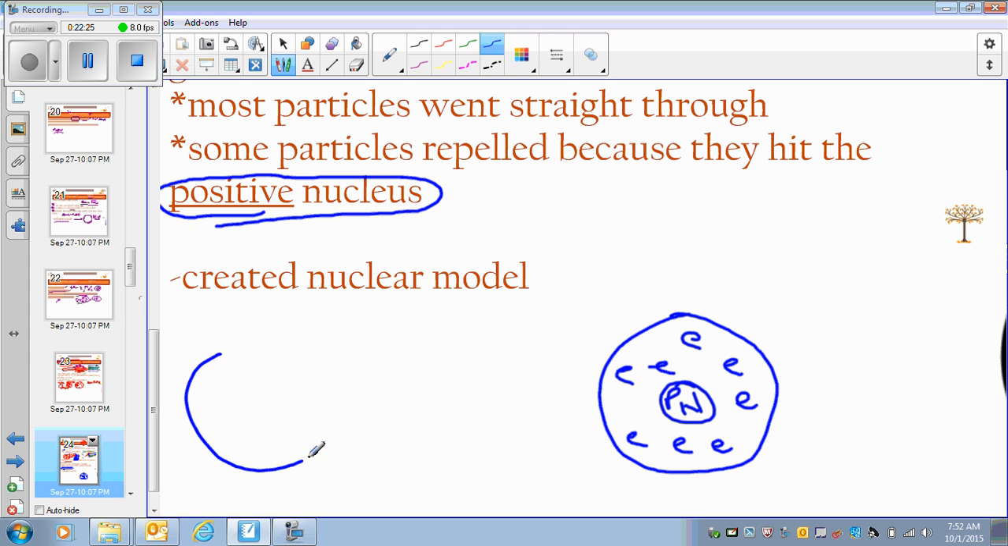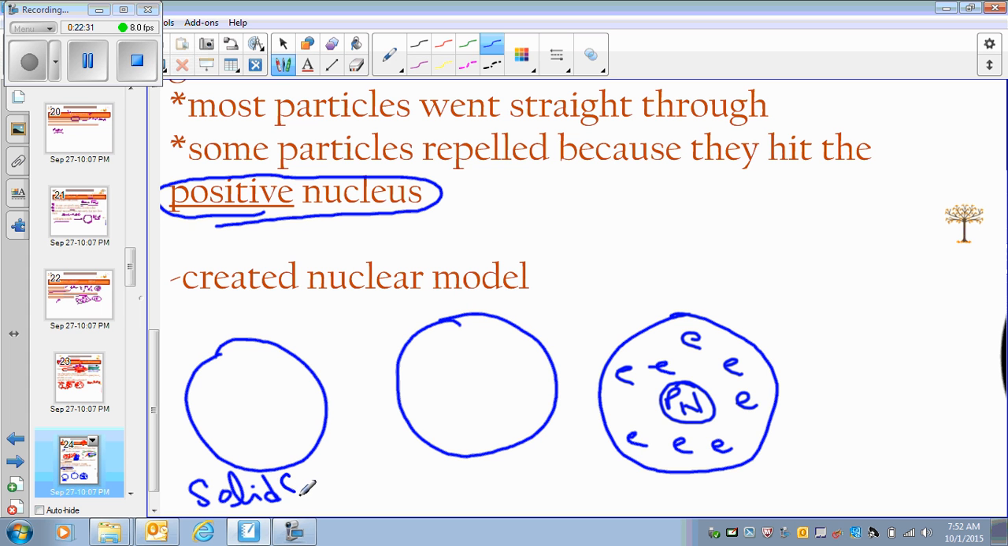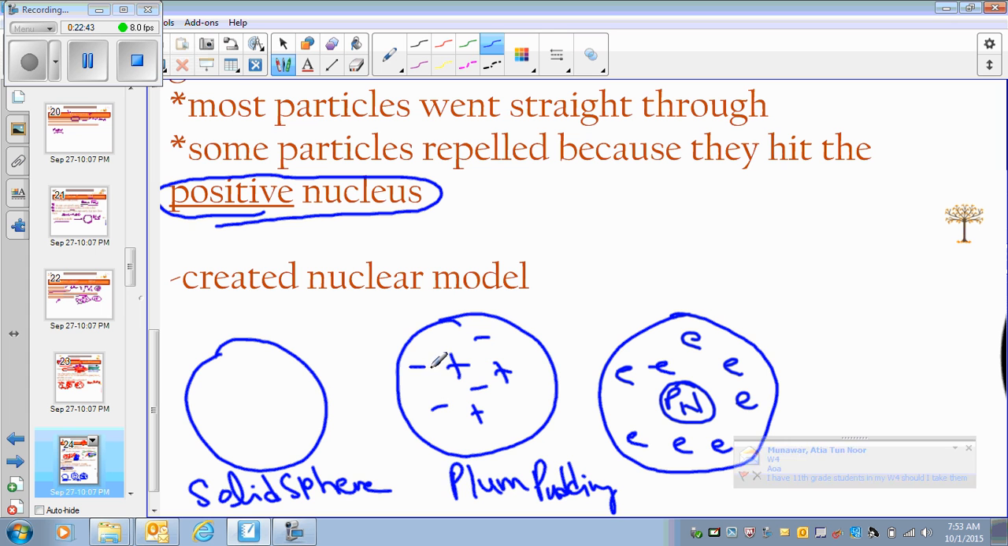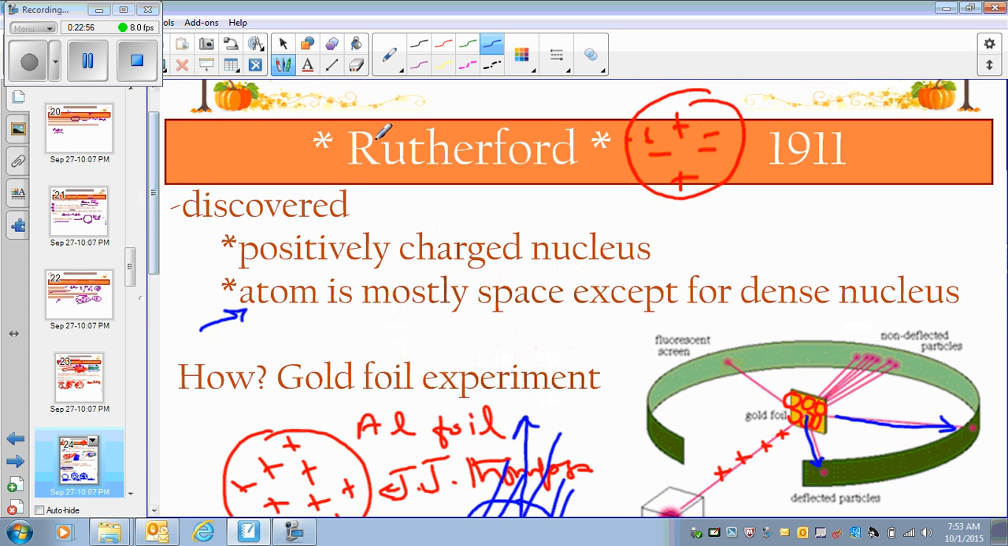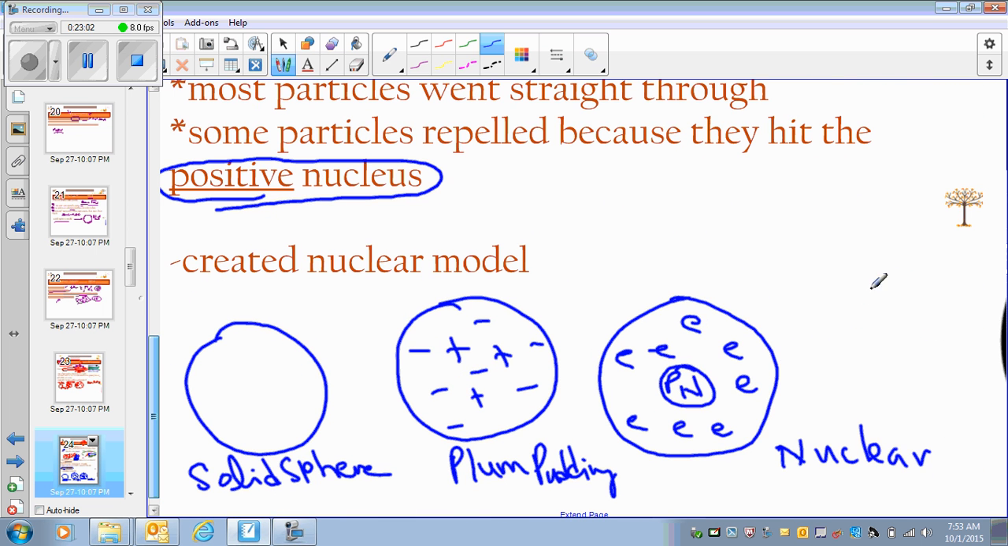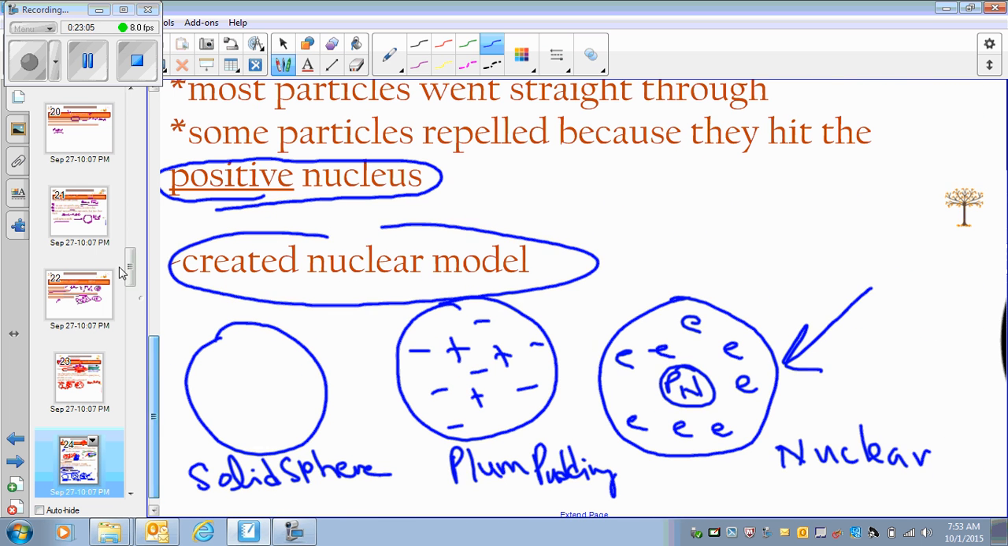So now we have the solid sphere model, and then we have the plum pudding or chocolate chip cookie model. That plum pudding and chocolate chip cookie model has electrons all over the place. And then from there we go to the nuclear model. So you must understand these scientists. Rutherford did the gold foil experiment and he said most of the atom is empty space, and he gave us the nuclear model.